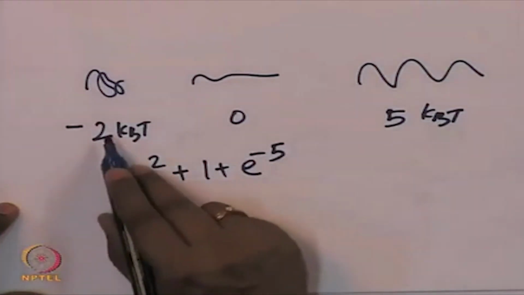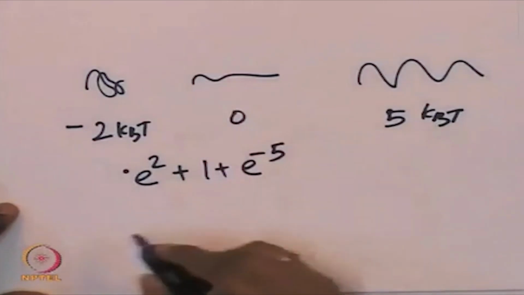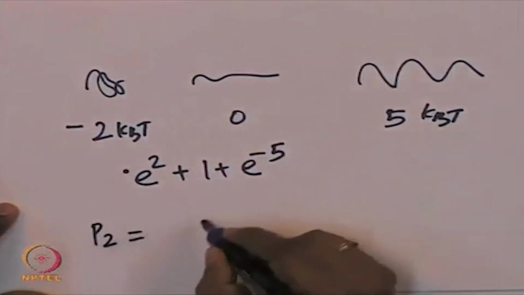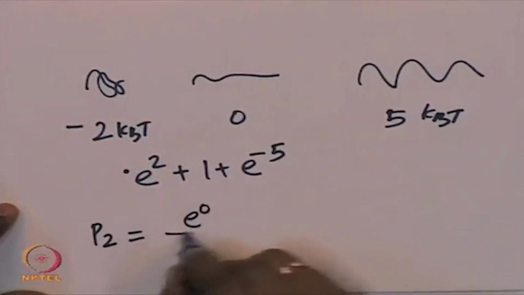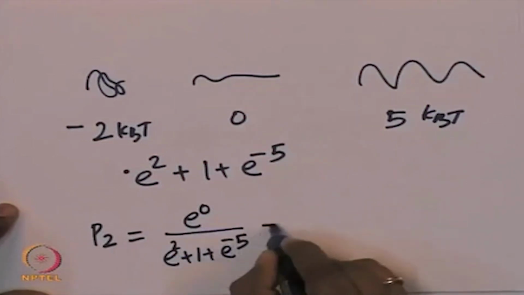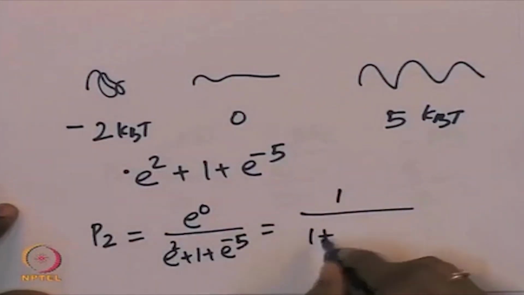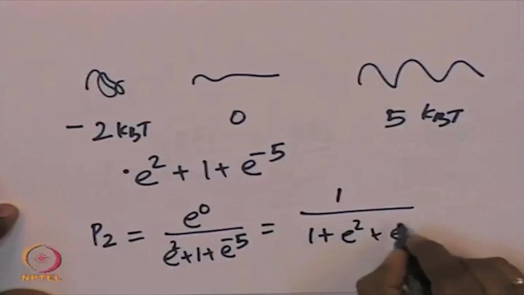So now, the probability of finding the system in the middle state, P2, will be e power 0 divided by e power 2 plus 1 plus e power minus 5. That means, e power 0 is 1. So it is 1 divided by 1 plus e power 2 plus e power minus 5.